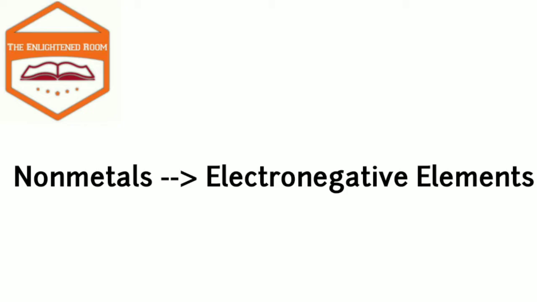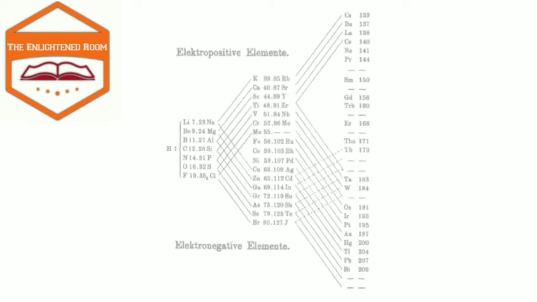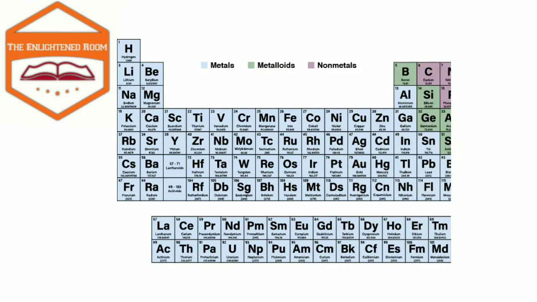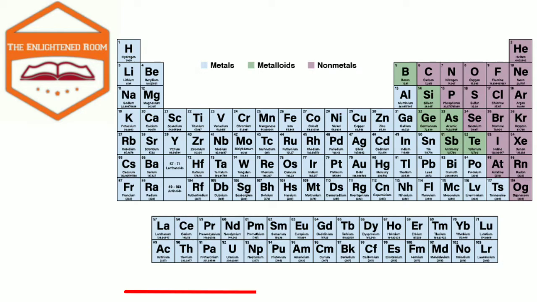Now let's take a look at metallic and non-metallic character along a period. As we move across a period from left to right, the number of valence electrons increases from 1 to 7. As a result, the effective nuclear charge acting on the valence electrons increases, and hence the tendency of the element to lose electrons decreases. Conversely, as the effective nuclear charge increases, the tendency of the element to gain electrons increases.